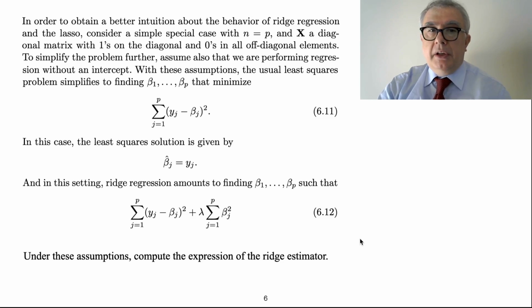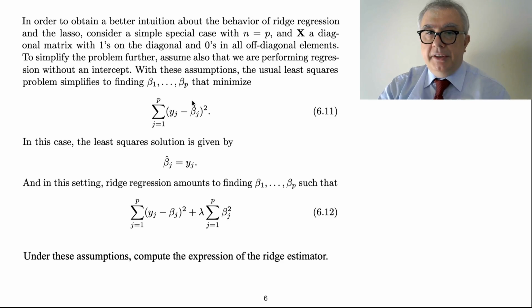Next, in order to obtain better intuition about ridge regression, I will not discuss the lasso here. Consider a special case where the number of data is equal to the number of predictors, and X is a diagonal matrix with ones on the diagonal and zeros elsewhere. This means that X is the identity, of course. To simplify the problem, we assume that we do not have an intercept.